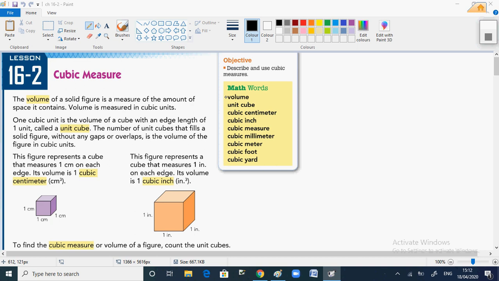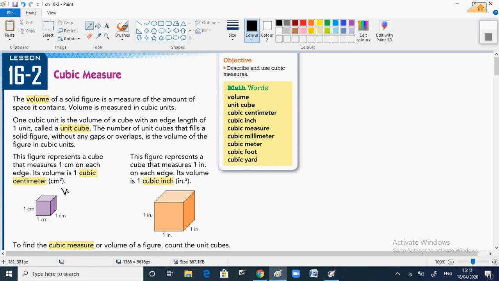First of all, we have to know what a volume is. The volume of a solid figure is the measure of the amount of space it contains. Volume is measured in cubic units. One cubic unit is the volume of a cube with an edge length of 1 unit, called a unit cube. The number of unit cubes that fills the solid figure without any gaps or overlaps is the volume of the figure in cubic units. Look at this figure. It represents a cube that measures 1 centimeter on each edge. Its volume is 1 cubic centimeter.